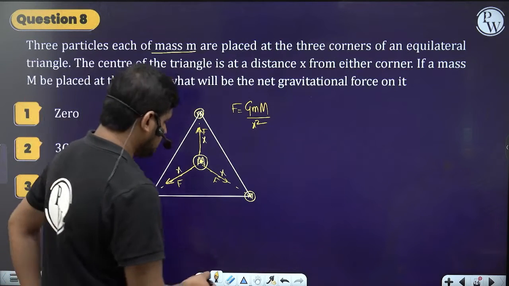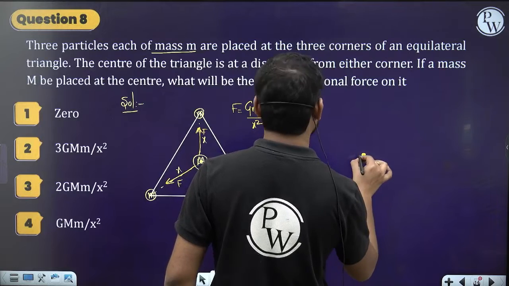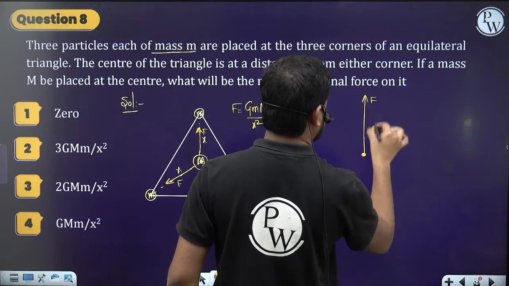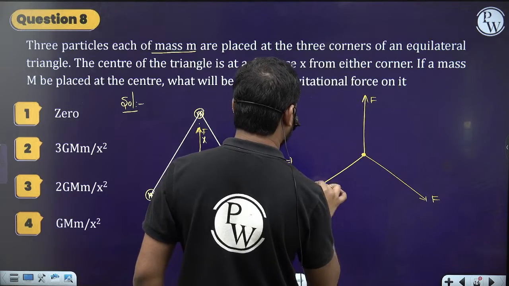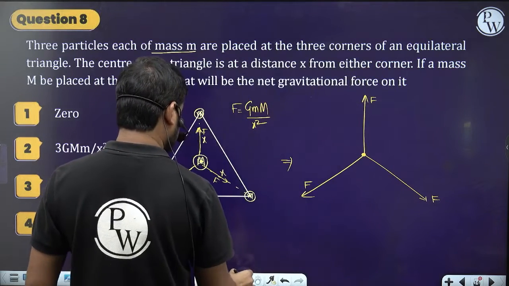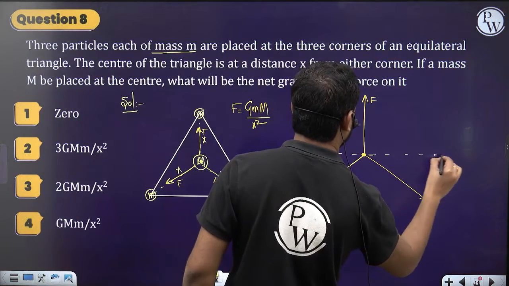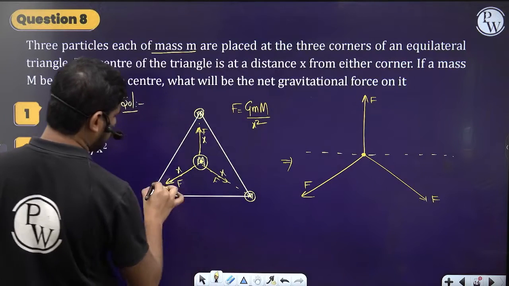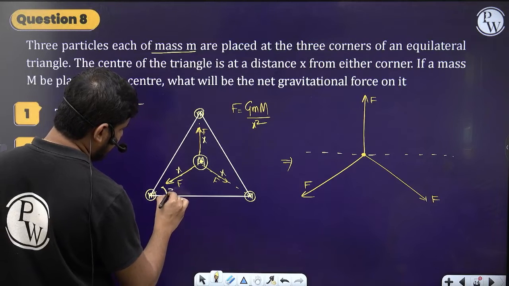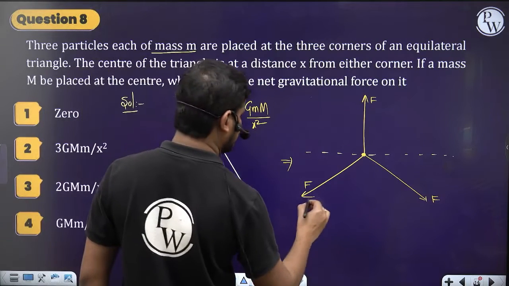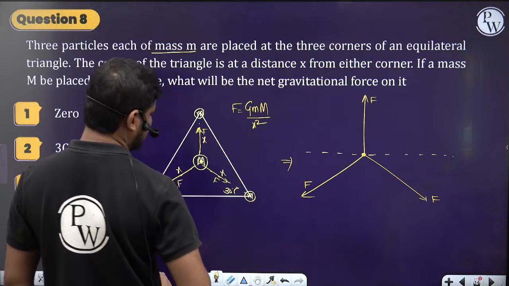Now, if I write the diagram here, this side the force F is acting, and this side the force F is acting, and this side again the force F is acting. Now let's do the simple maths here. This whole angle is 60 degrees in the equilateral triangle, so this angle will be 30 degrees, and this angle will be 30. So this is 30, 30, 60.